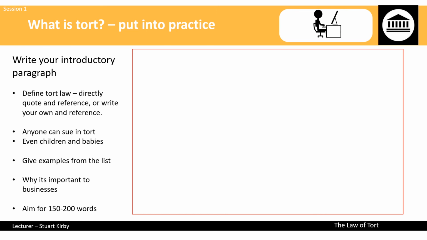and say why it's important to business. So this first paragraph, you're aiming for around 150 to 200 words. In fact, why it's important to business can be done in a separate second paragraph if you want. The points that we've just gone over, I would try and condense them down into that first paragraph as an introduction to what the law of tort is.